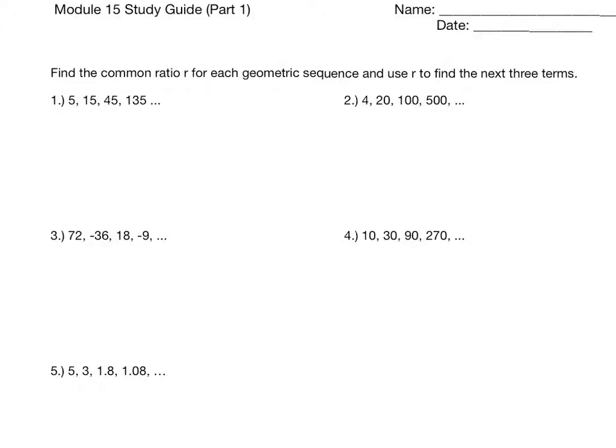Module 15 Study Guide Part 1, all on geometric sequences and how to write an explicit equation given a geometric sequence. So for the first few problems you are asked to find the common ratio for each geometric sequence and then use that common ratio to find the next three terms.